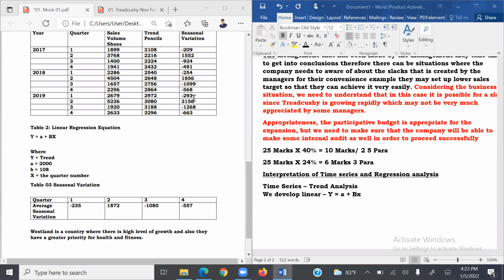Westland is a country with a high level of growth, and they are also specifically stating it has a greater priority for the health services. Now, students, can you compare this with our business analysis? When is our season in a year? Can you tell me when our seasons take place? Generally, when are our shoe seasons? One is from which months, students? October to December. Then we have April to June, correct?